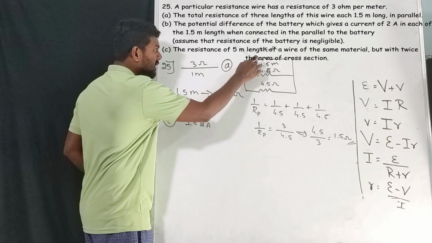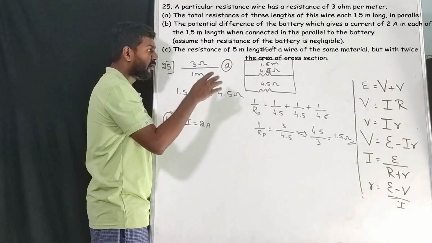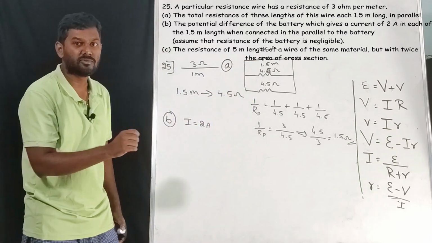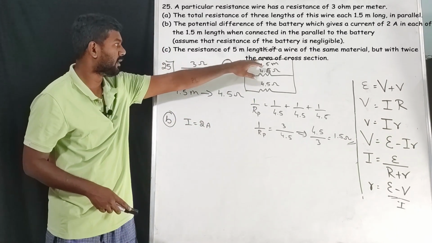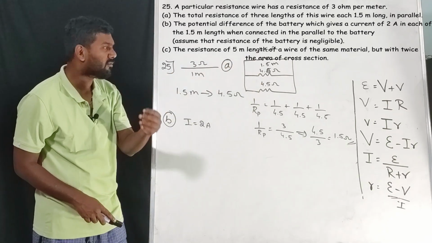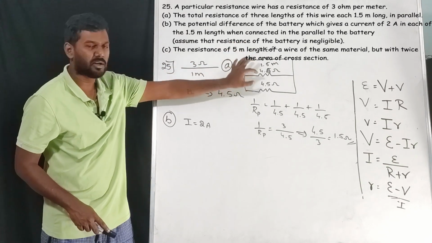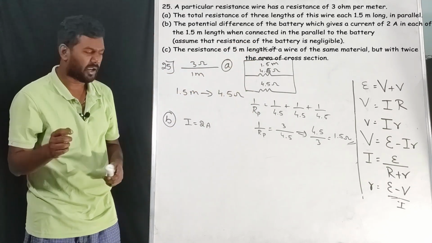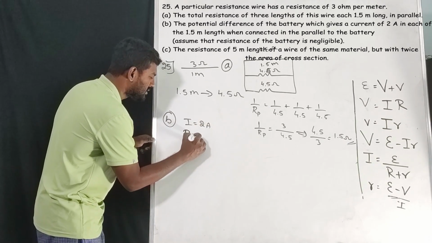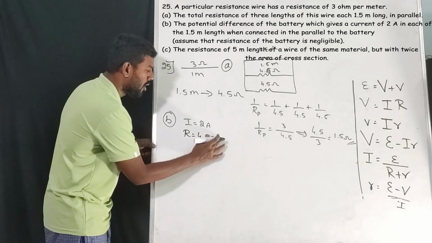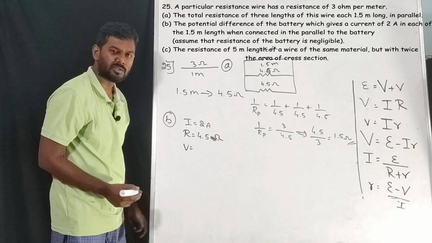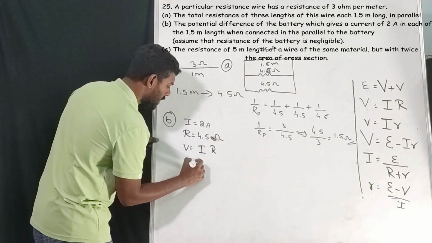So what they are telling, this is the same connection they have taken. We need to find voltage across each of the resistors. We know, even though they are connected in parallel, the value of resistance are same. So if I find the value of potential difference across any one of the resistances, that will be equal for everything, correct? So the current value is 2 amperes and resistance value is 4.5 ohm. Then we have to find the potential difference. What do you mean by potential difference? That is I into R.